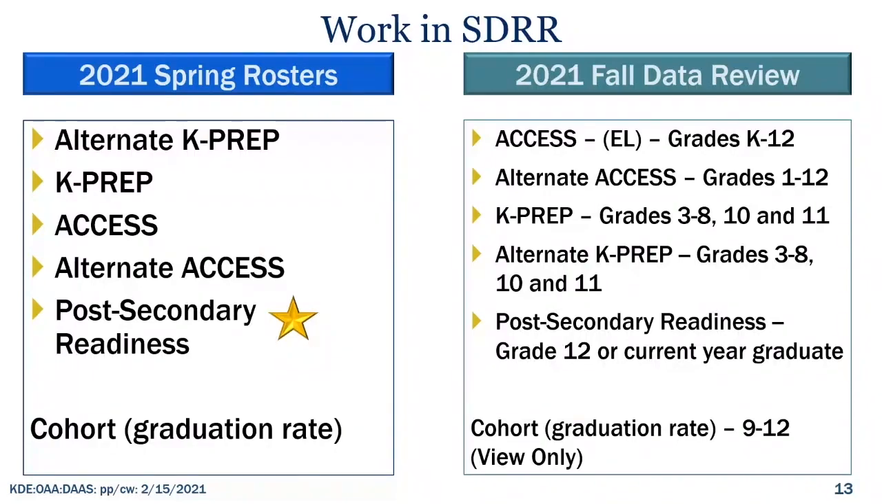The School Climate and Safety Survey no longer has a separate roster this spring, since all students participating in the K-Prep or alternate K-Prep assessment are expected to take the survey before they begin the rest of the area content tests. The other change from previous years was a name change from transition readiness to post-secondary readiness. Let's look at data review. It will have the same rosters open this fall, but they will no longer be directly connected to Infinite Campus. This is the time when you can fix things that slip by during rosters. The cohort or graduation rate is for review only, with changes made in IC.